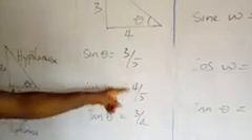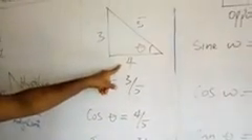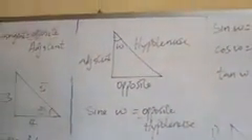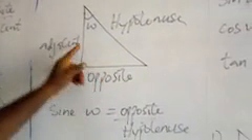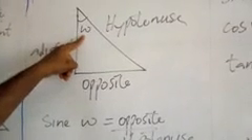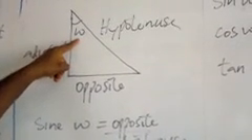Cos theta is equal to 4 over 5, which is adjacent over hypotenuse. And tan theta is equal to 3 over 4, which is opposite over adjacent. Is that clear? Now let's go ahead. Now this is a right angle triangle with this as the angle of reference.